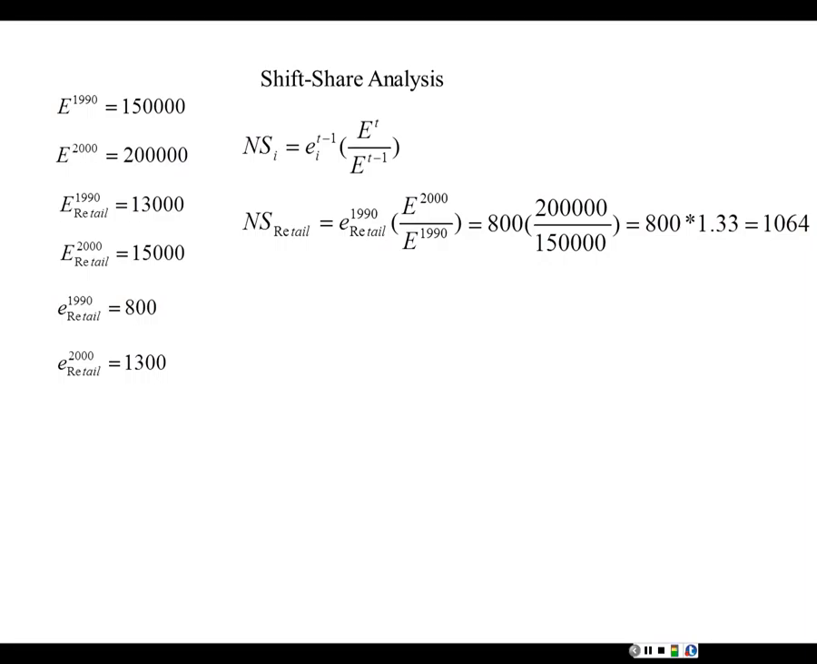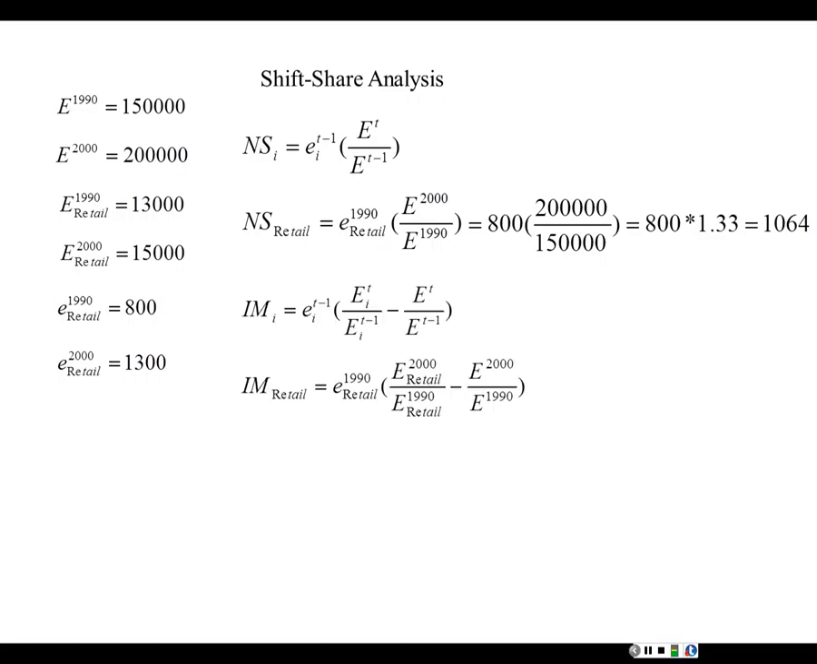And therefore, if this trend is followed, that means if there's no difference between industries and every industry is growing at the same speed, and if there's no difference between regions and every region is growing at the same speed, then this would be the retail employment expected in your local region, that it will grow by 33% over the 10 years from 1990. And this would be the expected 2000 retail employment if the overall national trend is followed. That would be 1064.